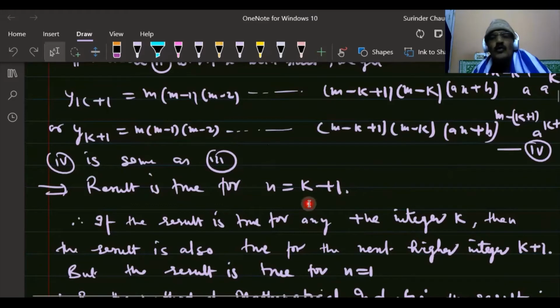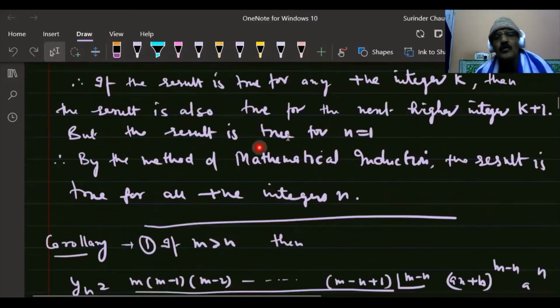Now the result is true for all n. How is the result true for all n? We have assumed that it is true for k and proved that it is true for k plus 1. However large k may be, the result is true for k plus 1. This implies that what we have proved for k implies it is true for all positive n. The same process will apply.